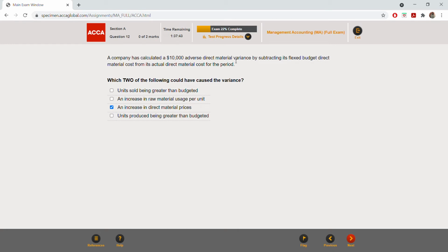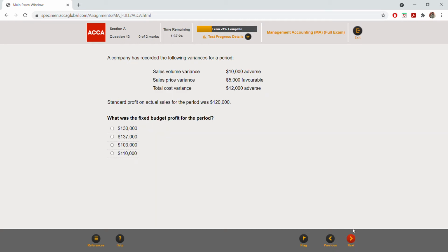What's the next? Okay, next is, see, units sold and units produced do not come in, as we are talking about direct material. So the next is an increase in raw material usage per unit. Okay, next.